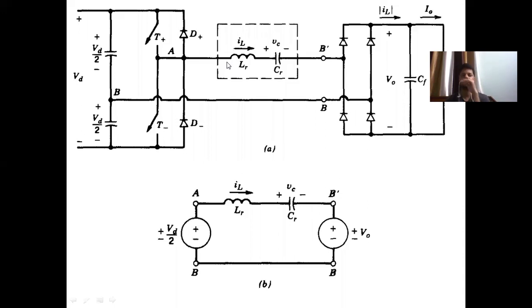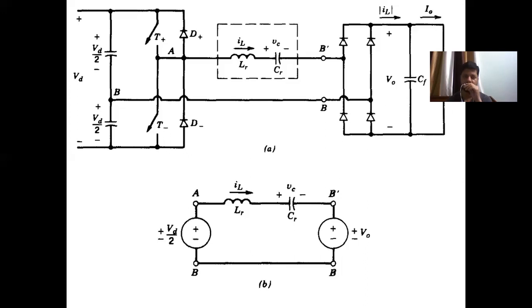The inductor LR current is IL with the assumed positive direction as shown, and the capacitor voltage VC with the assumed polarity as shown. To the left of the resonant circuit, you have a DC supply VD, which with the help of the two switches T plus and T minus in conjunction with the antiparallel diodes can apply either a positive voltage or a negative voltage on the input side.